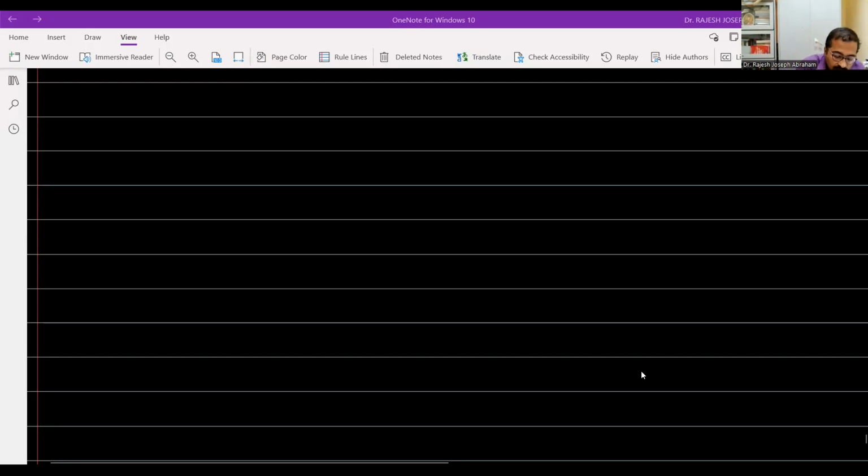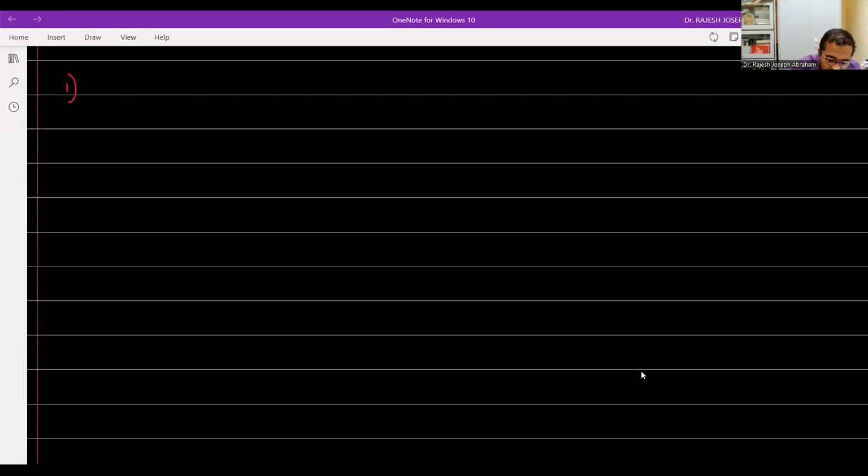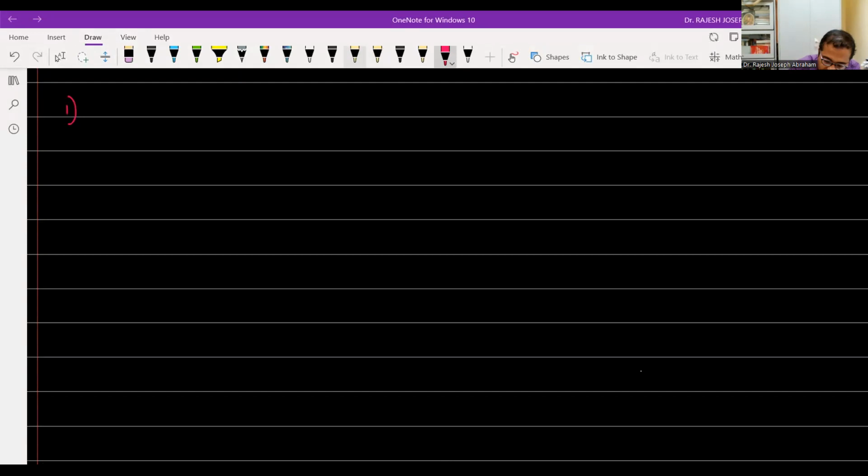You are given a characteristic equation like this: s cube plus 6s square plus 12s plus 8 equal to 0. We need to check whether the closed loop system is stable or not. What we are given is the characteristic equation. If you factorize the characteristic equation, you will get the closed loop poles. But we are going to check whether the closed loop system is stable or not using a Routh table.